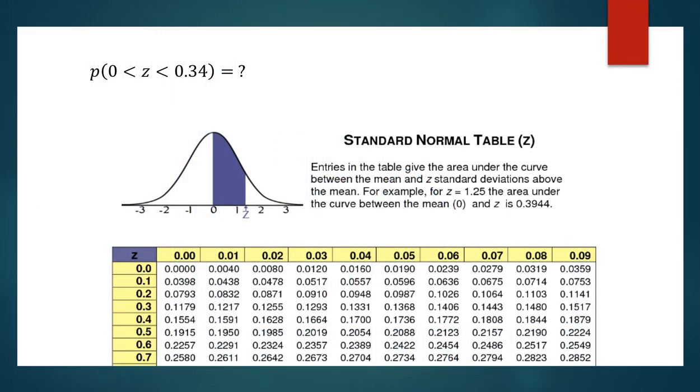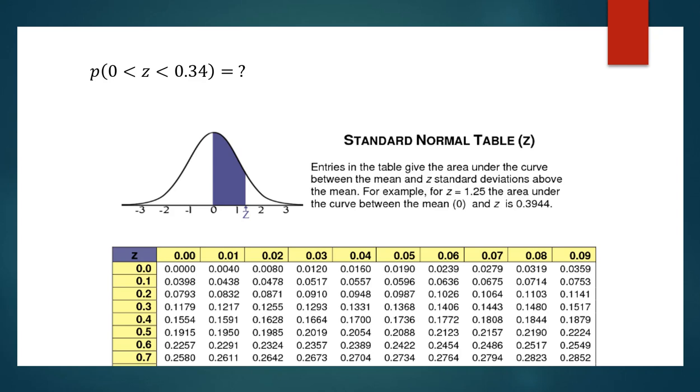Now, how do we use the table of the standard normal distribution? Suppose we have the question: we want to find the probability of z when it is between 0 and 0.34. For this, we need the table of the standard normal distribution z, which we have used in class and which gives the probability when z is between 0 and a positive value.